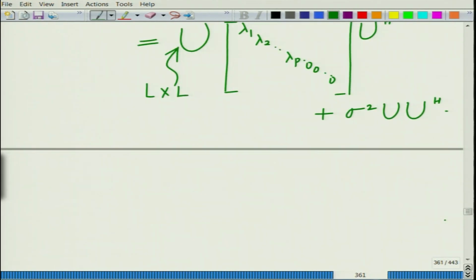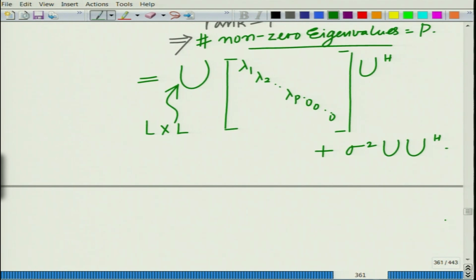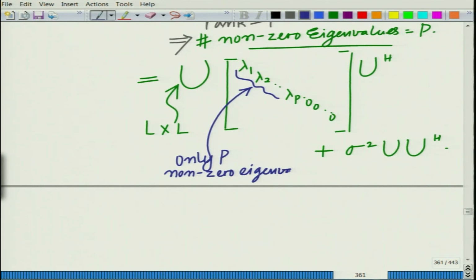Now, a couple of things over here. First, as we have already said, there are only p non-zero eigenvalues, and L minus p eigenvalues are equal to 0.